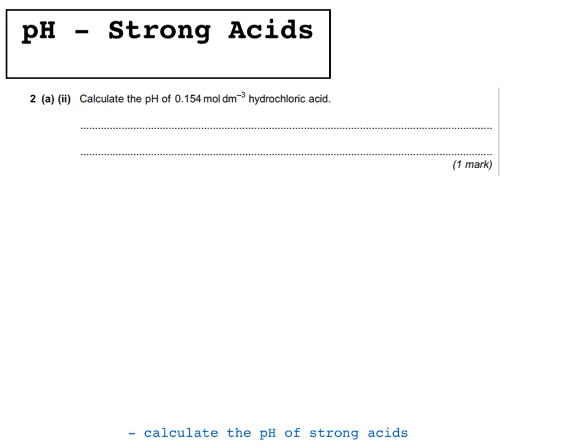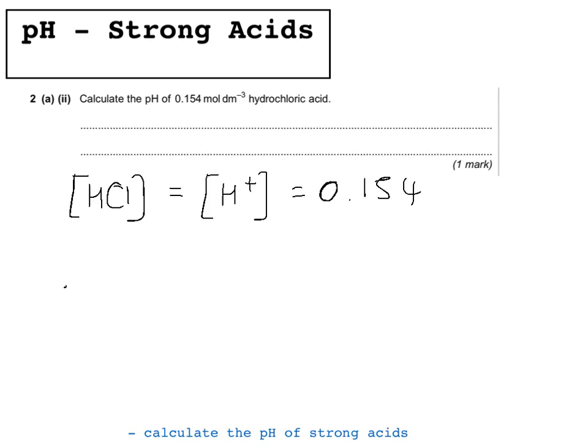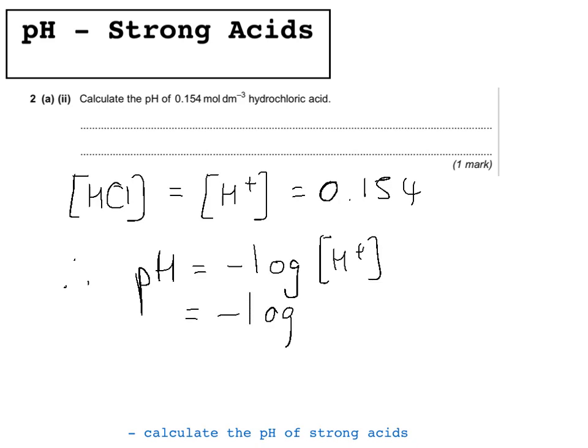So if we put that into practice then, here's a question from a past exam paper. We've got to calculate the pH of 0.154 mol per dm cubed hydrochloric acid. Hydrochloric acid is just HCl, so in this case we can say that the concentration of HCl equals the concentration of H plus ions, which equals 0.154. Therefore the pH equals the minus log of H plus ions, which equals the minus log of 0.154, and that gives us an answer of 0.812, and that's your answer.